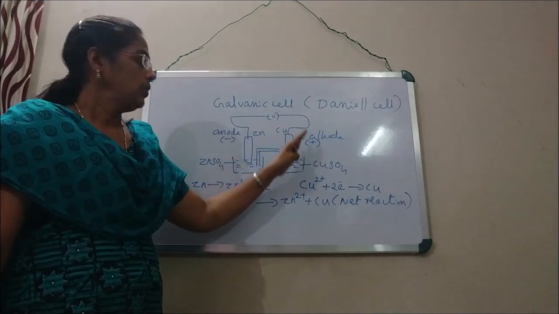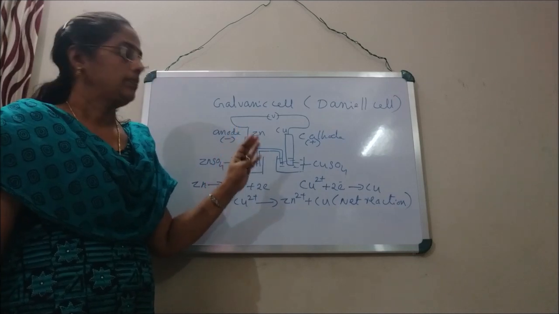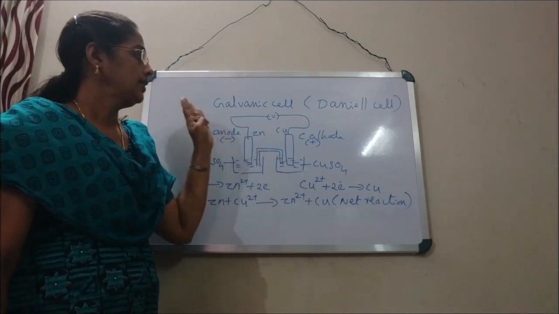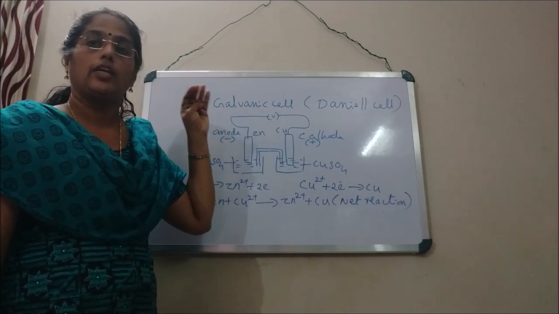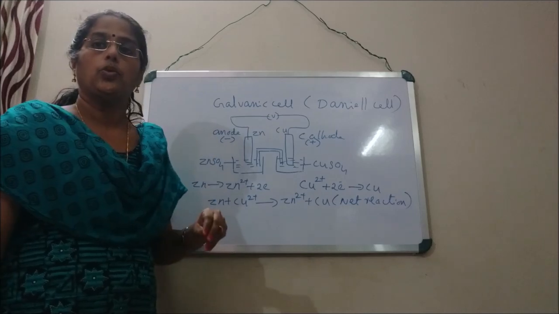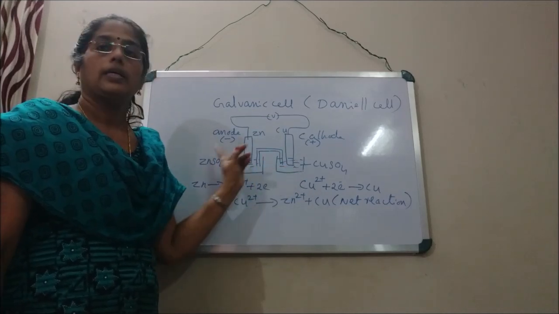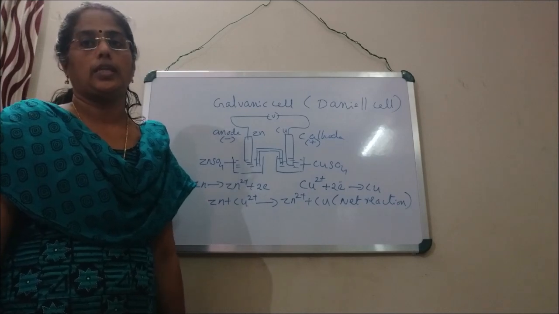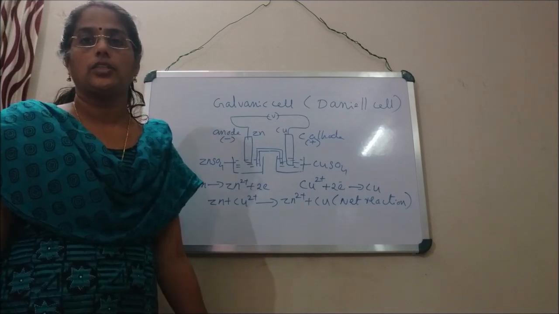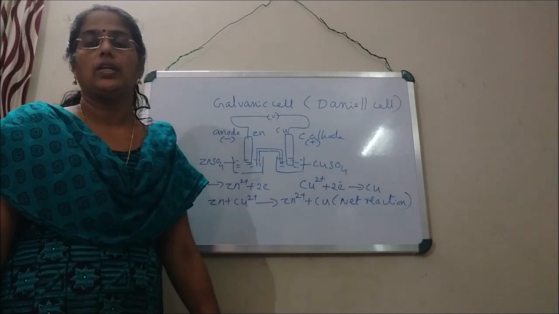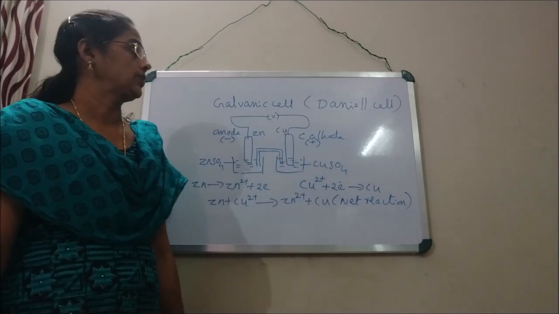Okay, so this is the Daniell cell, and the Daniell cell is an electrochemical cell. In this, electrical energy is produced by spontaneous chemical reactions. This is a redox reaction. Why is it known as a redox reaction? Because there is oxidation and reduction, both occurring. That is why I gave this as an example for a redox reaction.